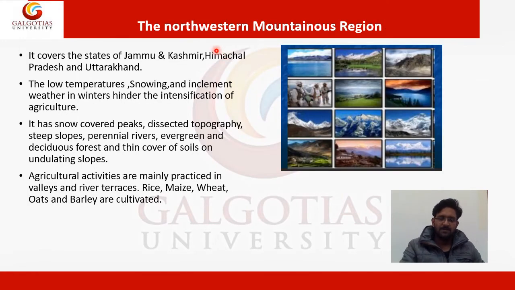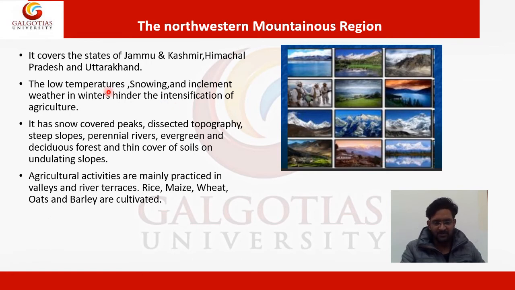Now the first we are talking about is the northwestern mountainous region. The northwestern mountainous region is the hilly area. It covers the states of Jammu and Kashmir, Himachal Pradesh and Uttarakhand. So you are aware of Jammu Kashmir, Himachal Pradesh and Uttarakhand, and here you can see on the screen that this zone is purely mountainous region and it is situated in the northwest of India. So this is called the northwestern mountainous region.